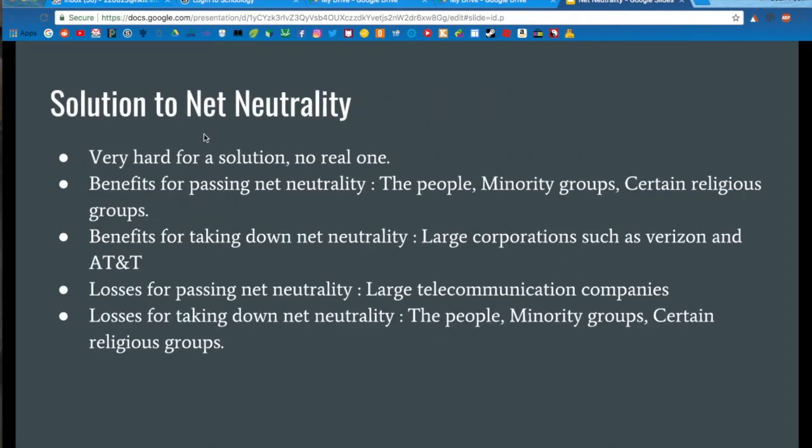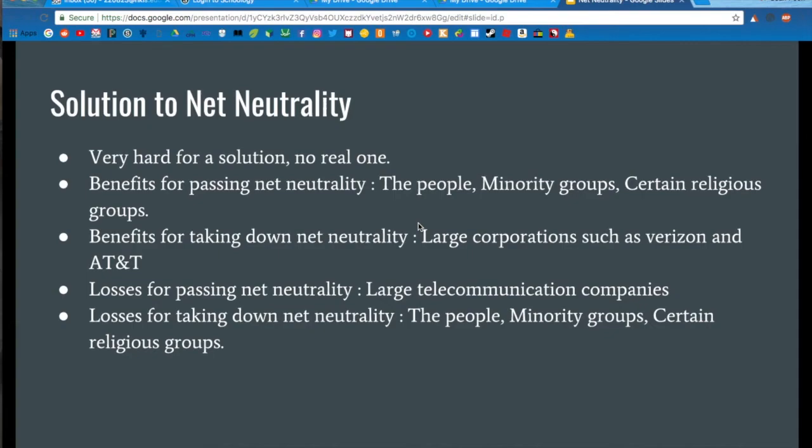So, there's the solution to net neutrality. It's very hard to find a solution, as there's no real one, because it's either a yes or a no. Benefits for passing net neutrality are for the people, minority groups, and certain religious groups. Passing net neutrality is basically keeping it the same as usual, and people will pay less for the internet, and minority groups and certain religious groups can be free on the internet as they are now.